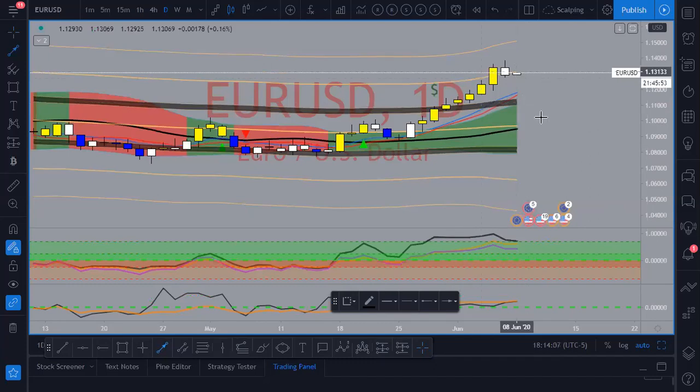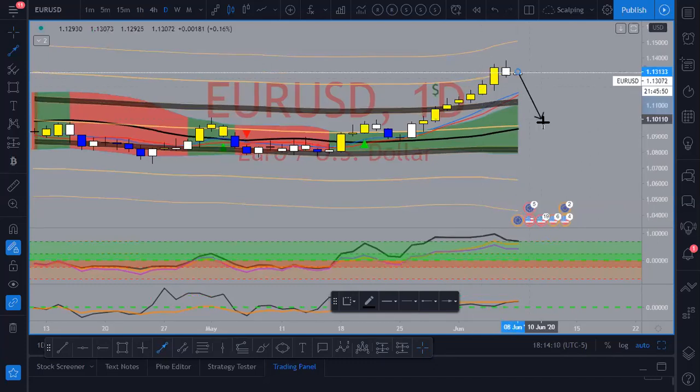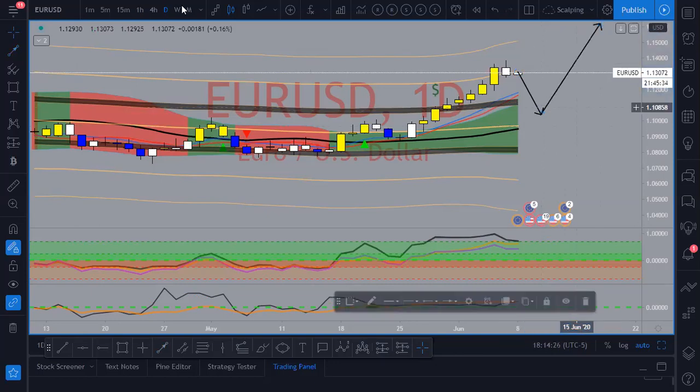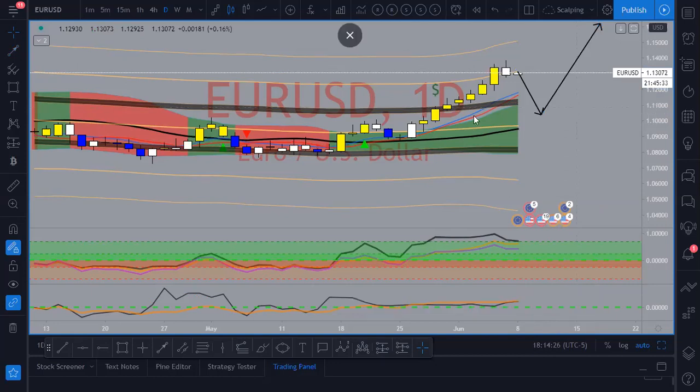I want to see price come back down to, again, retest around right here, maybe even a little higher. Right here is pretty solid. And then for price to continue going back up. That's what I want to see on Euro USD. It's going to weekly time frame.